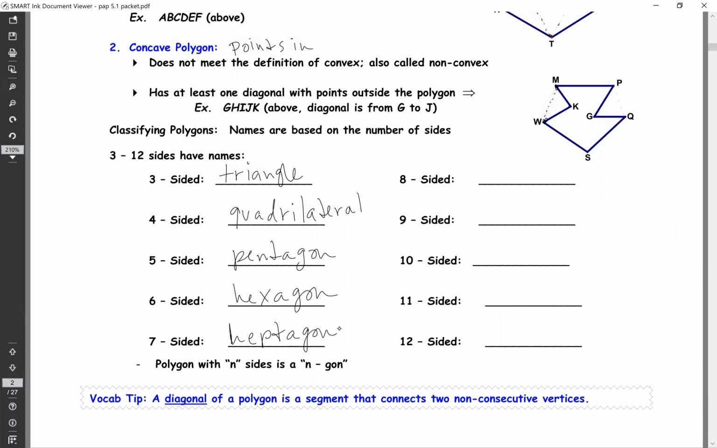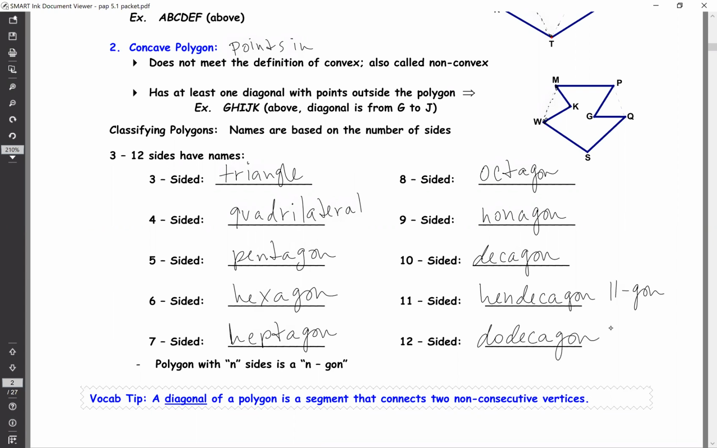Heptagon, okay, a heptagon. 8-sided is an octagon. 9-sided is a nonagon. 10-sided is a decagon. And 11-sided is a hendecagon, or we'll just generally call it an 11-gon. And then a 12-sided polygon is a dodecagon.